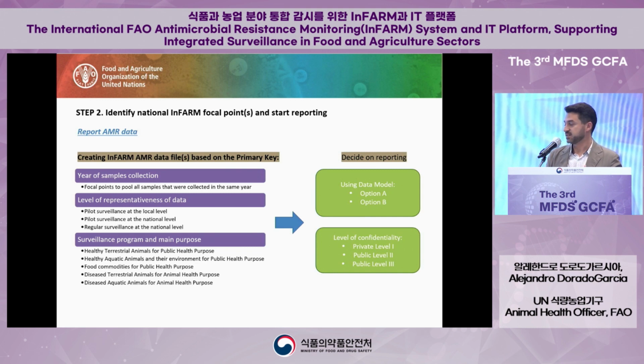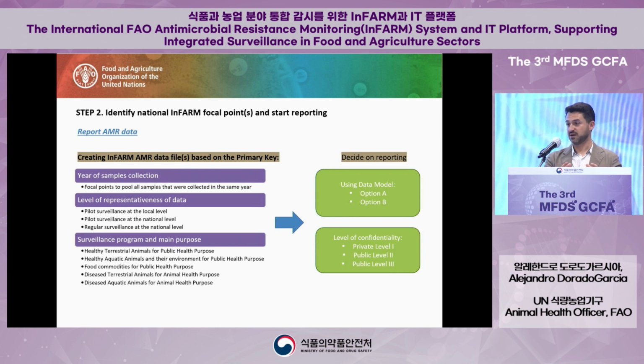So, for example, one in-farm data file would be from year 2022, from a pilot surveillance activity that is representative only at the local level, so it's not having a representative sampling scheme, and from healthy terrestrial animals for public health purpose. This could be one single in-farm data file.